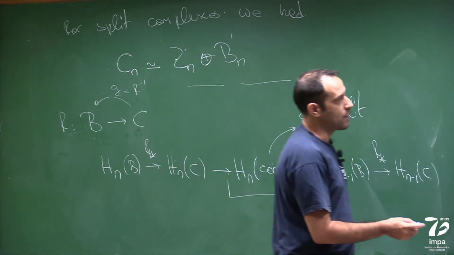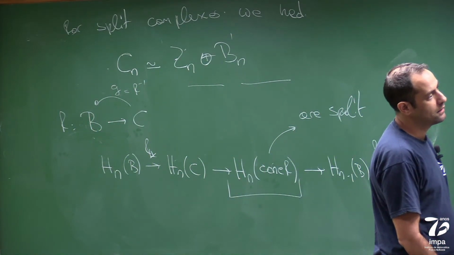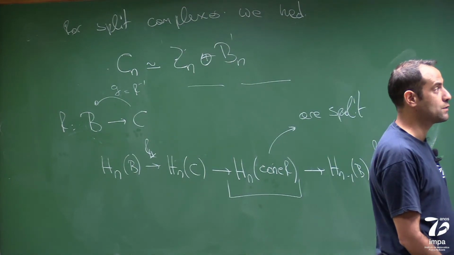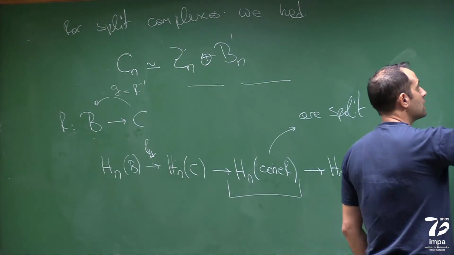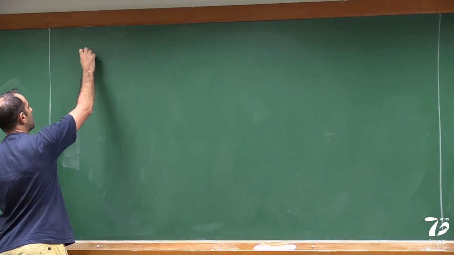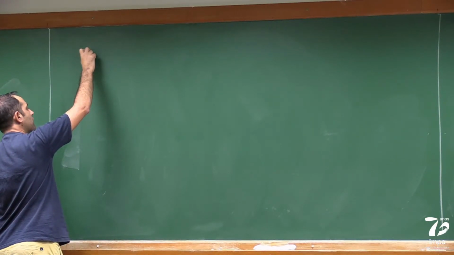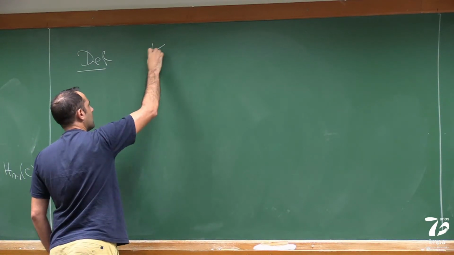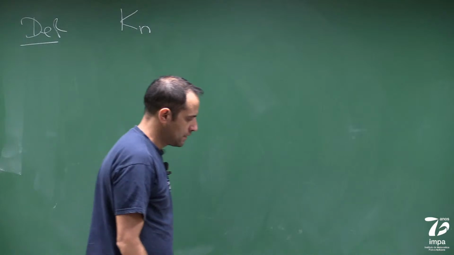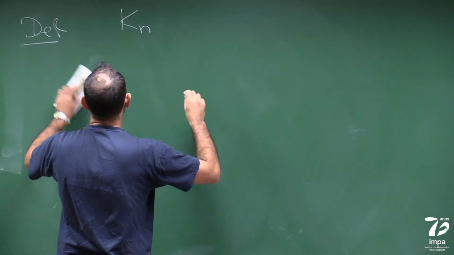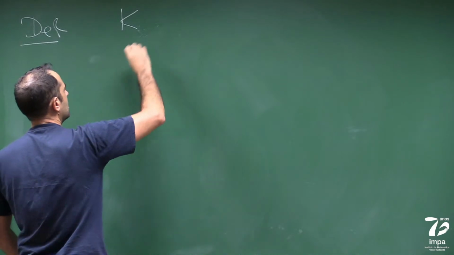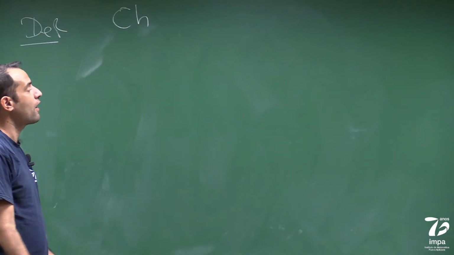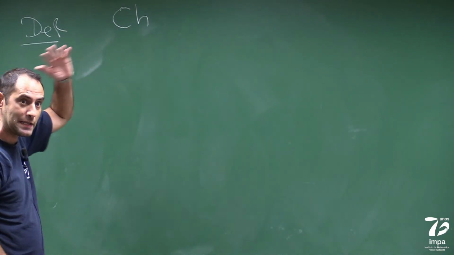So that's what I want to start slowly showing: how do we invert, at least how do we get to invert quasi-isomorphisms? The first step is a definition. I had a category of chains, chain complexes of R modules, chain complexes of whatever it is. I'm going to call it chains.